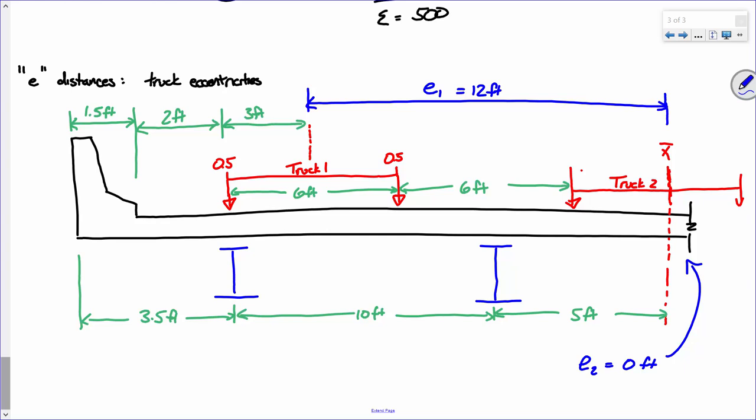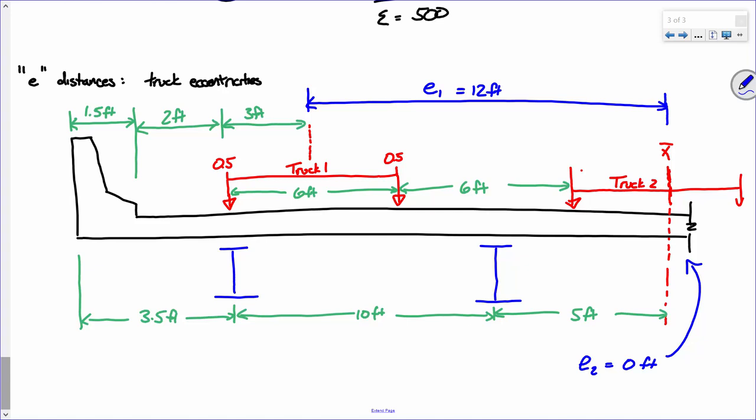And then the dimensions were such that with the width of the truck and the girder spacing, it just so happened to be right there. Not always the case, but just happened to be for this one. Does that make sense? Everybody okay with E sub 1 being 12 feet and E sub 2 being 0? Everybody good? Okay, all right.